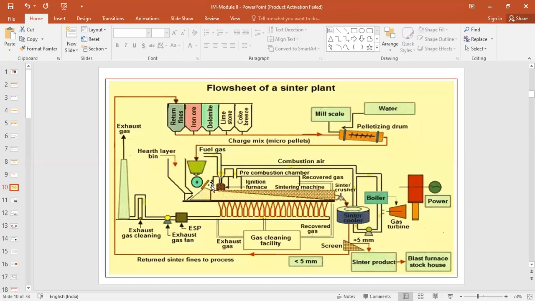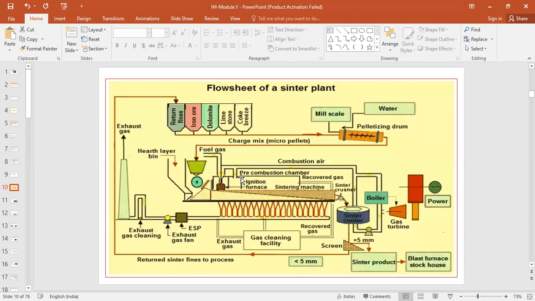Now there is a leveling equipment, a leveler, which allows the bed to maintain a uniform height, and then this bed will be moved forward and subjected to the ignition process under the ignition hood, where we can use BF gas or coke gas as a fuel. Here the top layer of your sinter bed will undergo ignition, and it will be further moved towards the pre-combustion chamber.